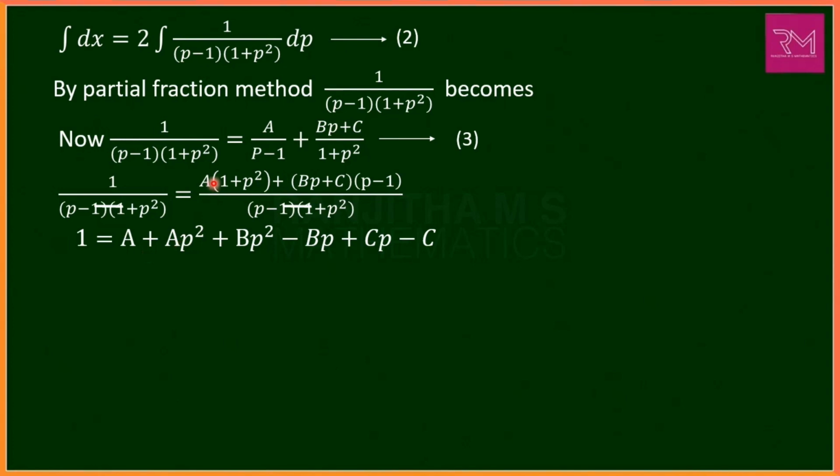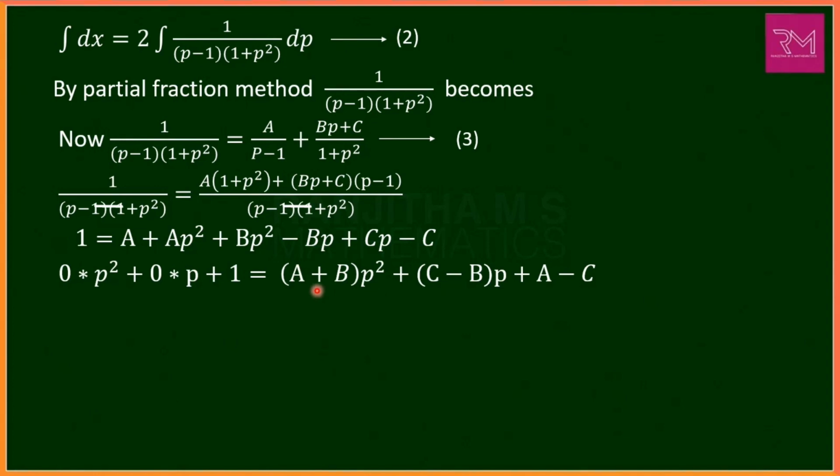multiplying all these values, we get 1 into a is a, plus a into p square is ap square, plus bp into p is bp square, minus bp into 1 is bp, plus c into p is cp, plus minus c into 1 is minus c. In the next step, here ap square and here bp square, so we can take common factor p square. Here we have minus bp and here plus cp, so we can take p as common and write it as (a plus b) into p square plus (c minus b) into p plus remaining a minus c.